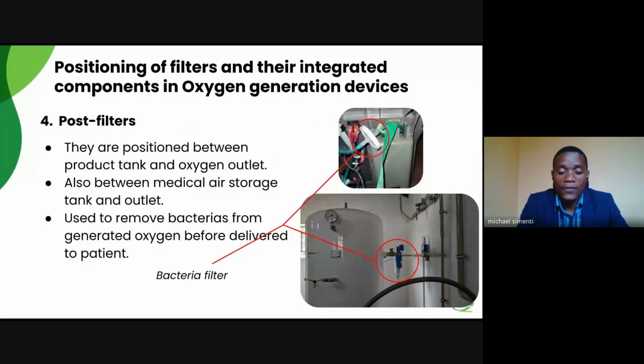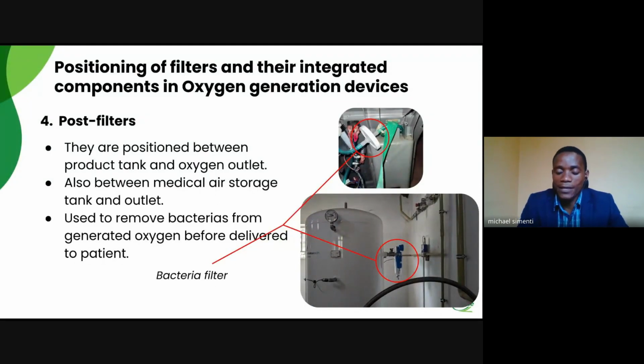So let's look at the final type of filters, which are post filters. I just want to show how these are positioned in both oxygen concentrators and the PSA plant. These filters are positioned between the product tank and the oxygen outlet of the system. Whether it is an oxygen concentrator or a PSA plant, that is the same. In those two pictures, the ones being circled are the bacteria filters that I'm mentioning. The picture above shows the bacteria filter found inside the oxygen concentrator, and the filter below is found in a PSA plant.